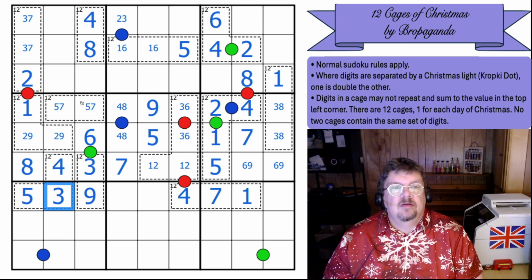This has been a very nice puzzle. I like it a lot. Okay. Where is a good place to look to finish this off?